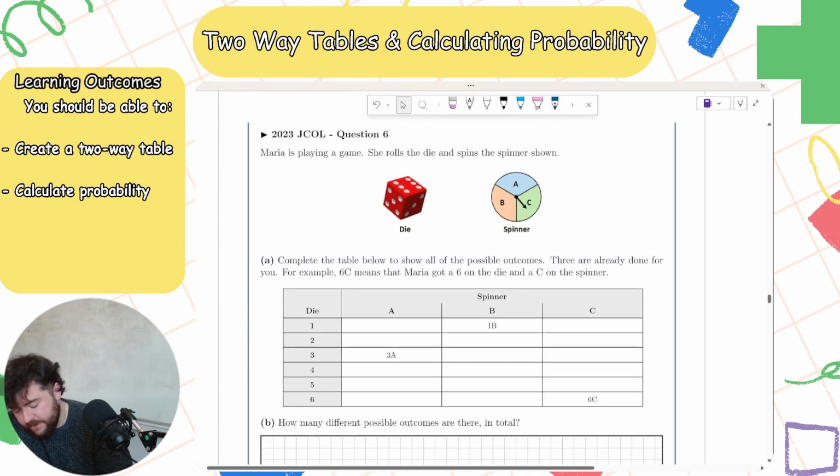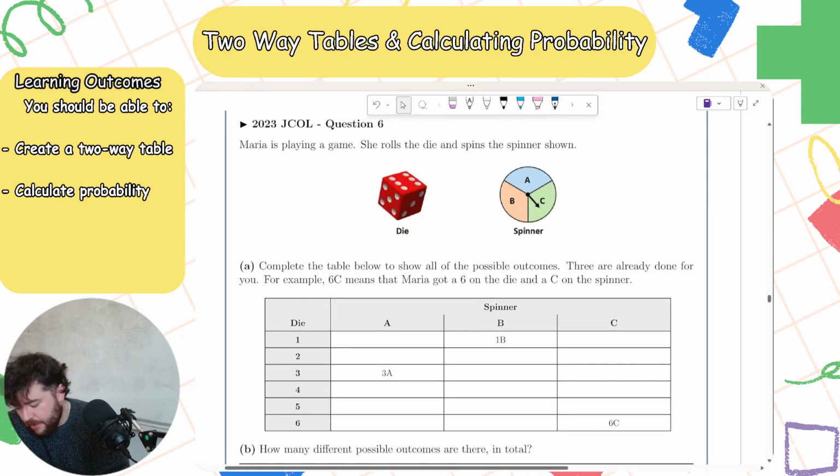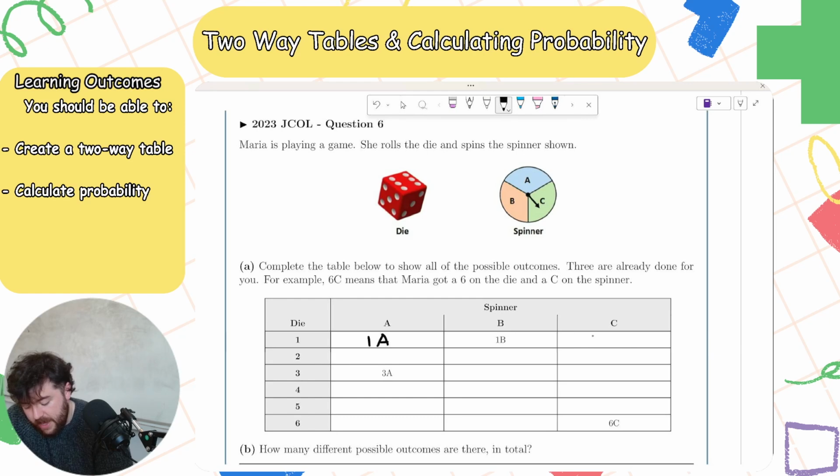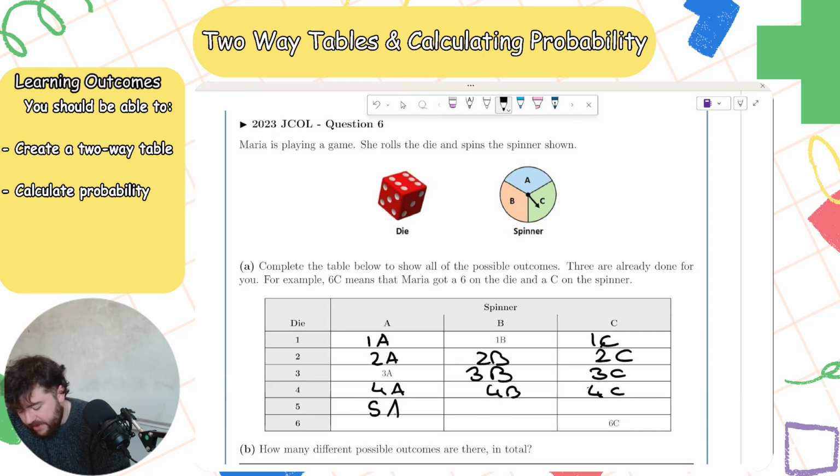Last one here. Maria is playing a game. She rolls the dice and spins a spinner. Complete the table below. So we're listing all the outcomes here. She can get a 1 and an A, a 1 and a B, or a 1 and a C. 2 and an A, 2 and a B, 2 and a C. 3 and an A, 3 and a B, 3 and a C. 4 and an A, 4 and a B, 4 and a C. 5 and an A, 5 and a B, 5 and a C, or 6 and an A, 6 and a B, 6 and a C.